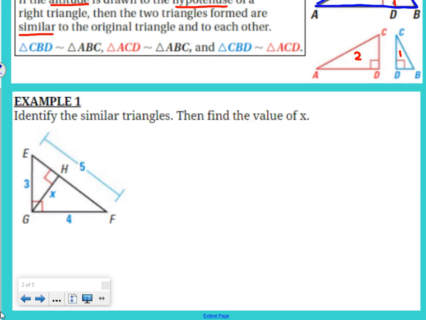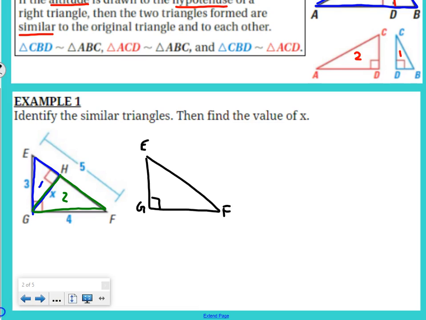So here we have our little triangle, triangle 1. Here we have our medium triangle, triangle 2. And then we have our big triangle. So I'm going to redraw the big triangle first, triangle EGF, and make sure I label the side lengths 3, 4, and 5.